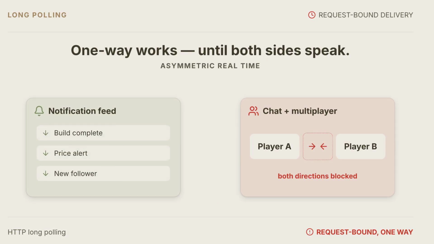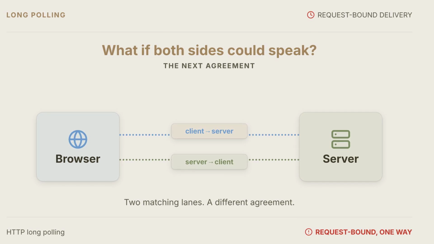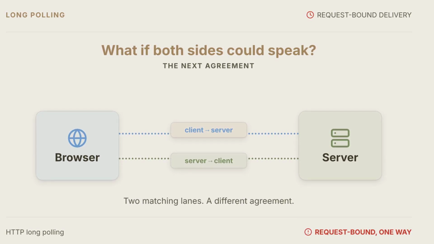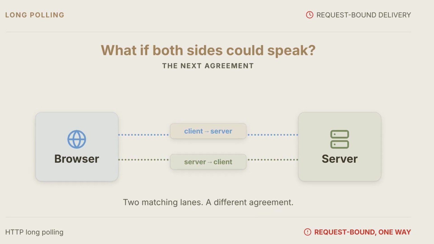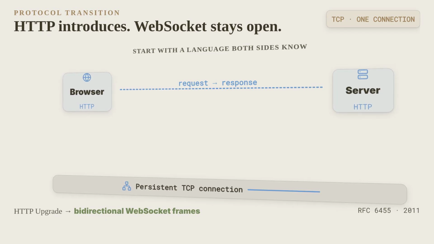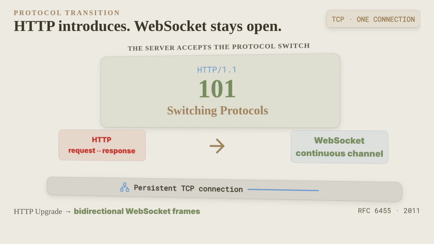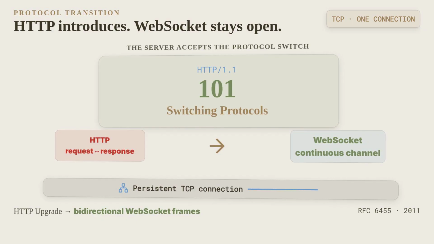That is enough for notification feeds and some older real-time systems. But a chat room or game has two parties that both need to talk whenever they need to. For that, we need a different agreement. WebSocket begins with HTTP because browsers and servers already understand HTTP. The browser sends a handshake request asking to upgrade the connection. With the classic HTTP/1.1 form, a server that agrees replies with status 101, switching protocols.